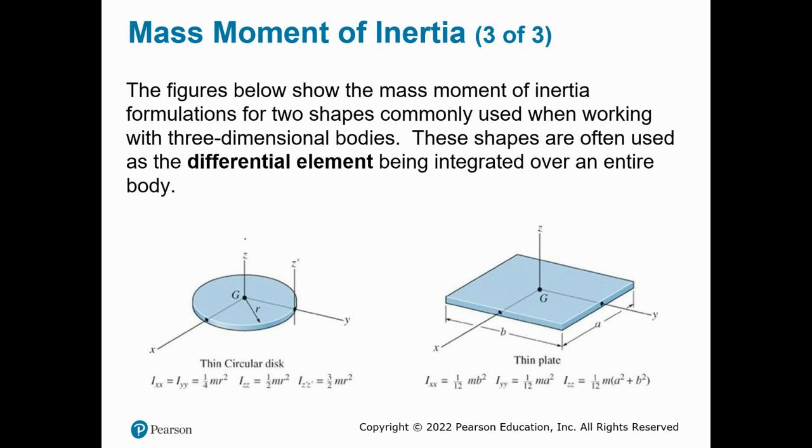If it's about the z axis going through right in the middle, the z axis passing through the center of it, the equation is going to be 1/2 mr squared. If your axis is at the edge of the disk, so if it's the z prime axis, it's going to be 3/2 mr squared. And if it's the x axis, or y, which is essentially the same thing, it will be 1/4 of mr squared.